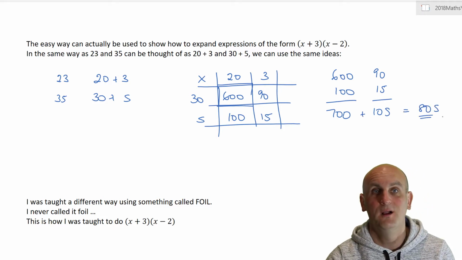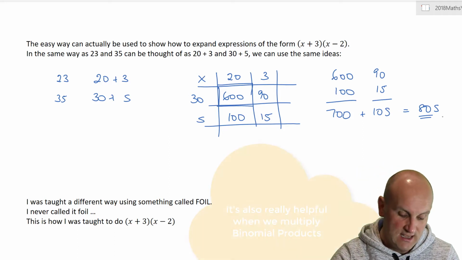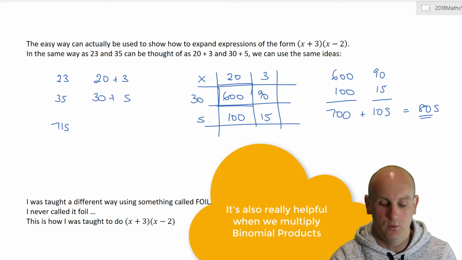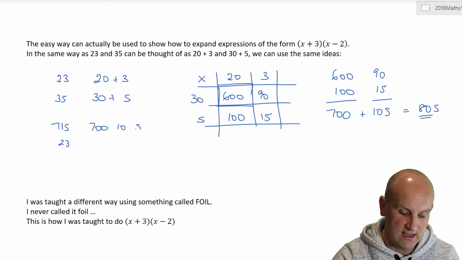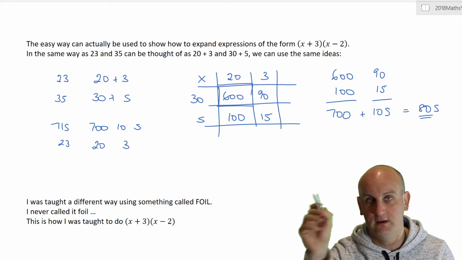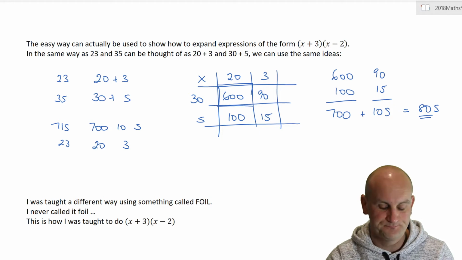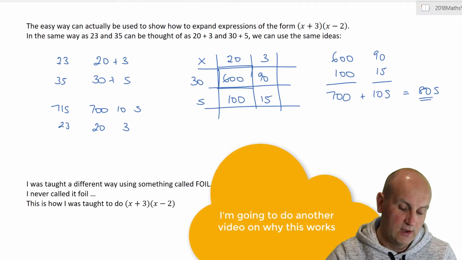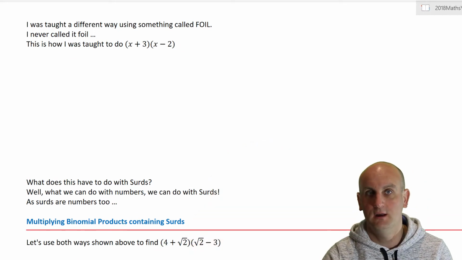Now, I don't know about you, but that to me feels so much easier. And it actually works with all sorts of numbers. If I had 715 and I wanted to multiply that by 23, I would do 700, 10 and 5 and 20 and 3. And I would create a grid that would have 3 across and 2 rows and just exactly the same thing. Now, why is this important? Because actually we can use this to multiply out binomial products.